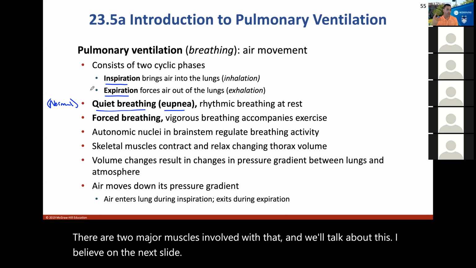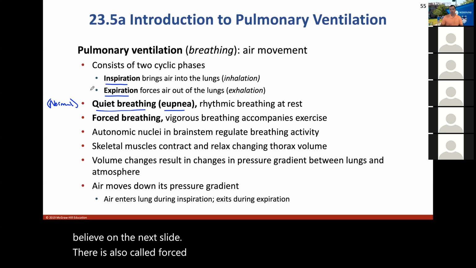There is also what's called forced breathing. Okay. When would you force breathe? Can anybody think of an example?